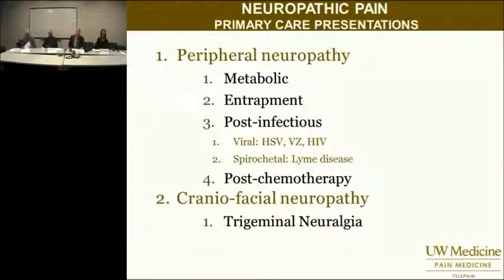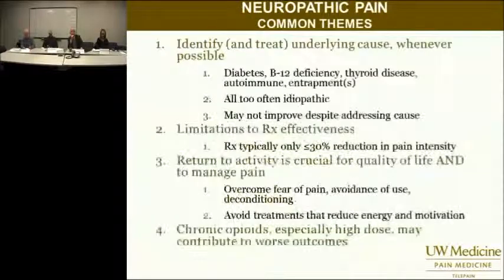And then craniofacial or trigeminal neuralgia, which is, unlike migraine, it doesn't require a periaqueductal gray trigger. It triggers right from the trigeminal nerve. And again, is episodic, not constant and continuous. Common themes, make the diagnosis. If there's peripheral neuropathy, rule out diabetes, B12 deficiency, thyroid disease, autoimmune disease.